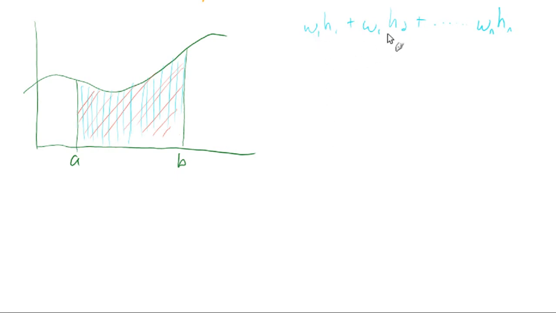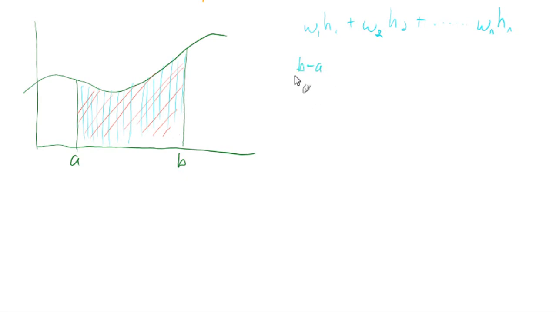So this should have been width 2. The thing about these widths is that they're all the same, because we're assuming that we are dividing this into equal size rectangles, or at least rectangles with equal width. So let's first talk about that width. How do we find that width? Well, we talked about in the previous example, you would just take this distance between A and B, divide it up into n pieces, because n is the number of rectangles, and that'd be how wide each rectangle is.